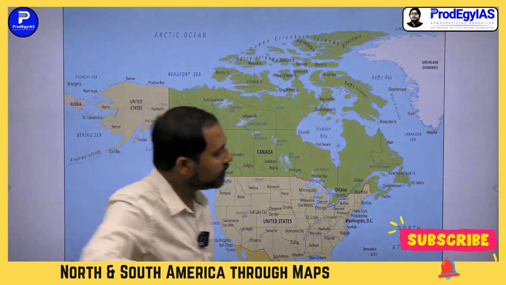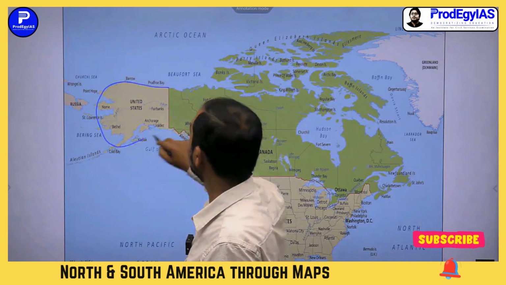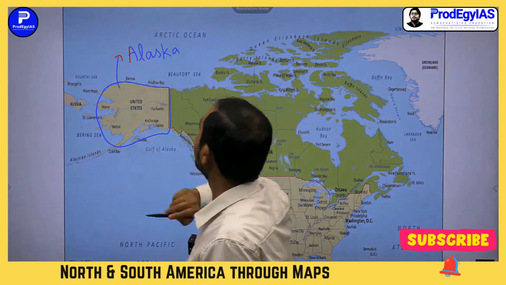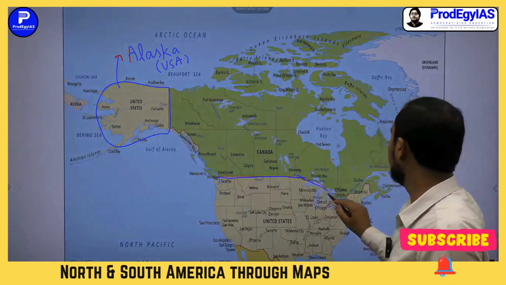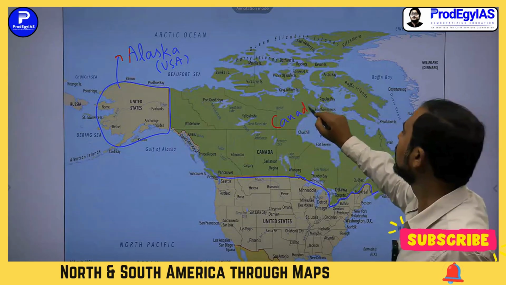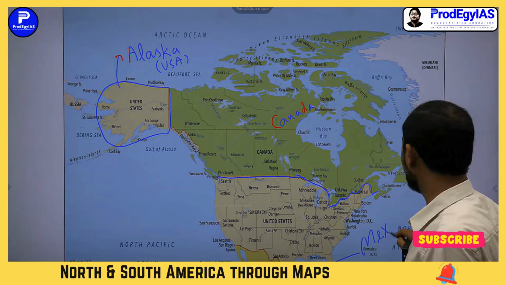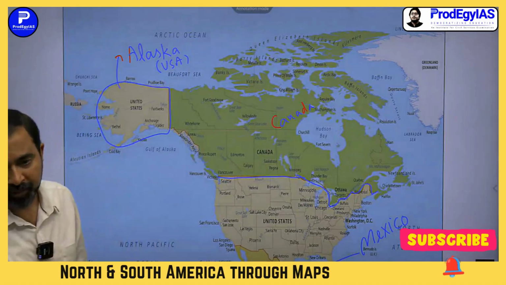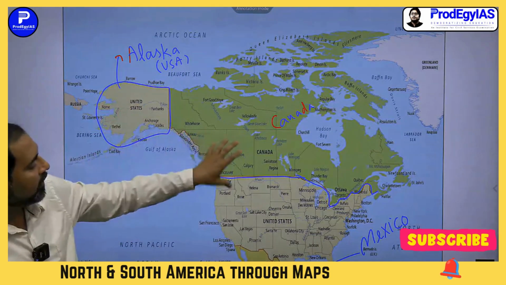So this region is known as Alaska, part of USA, right? This is USA, this is Canada, and just south of USA it is Mexico. So the simplest continent is North America, in which you have to see just 3 countries: USA, Canada, and Mexico.